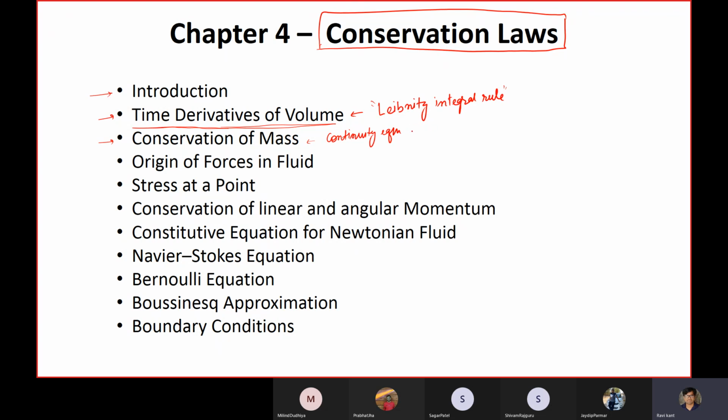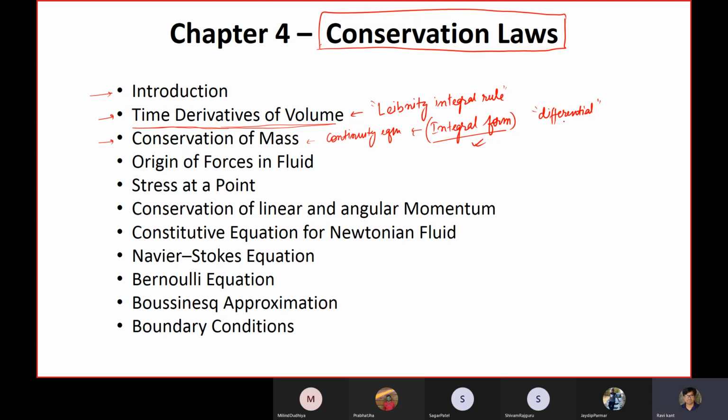In this particular chapter, we'll take up things in integral form rather than differential form. And we'll discuss what these are all about.